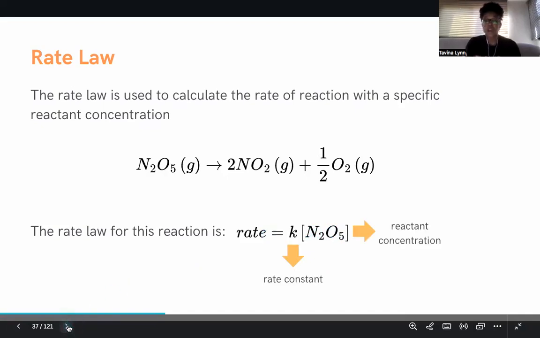So N2O5 is the reactant concentration, and K is our rate constant. So these are the two components that make up our rate law. It's written with respect to the rate constant and the reactant concentration.